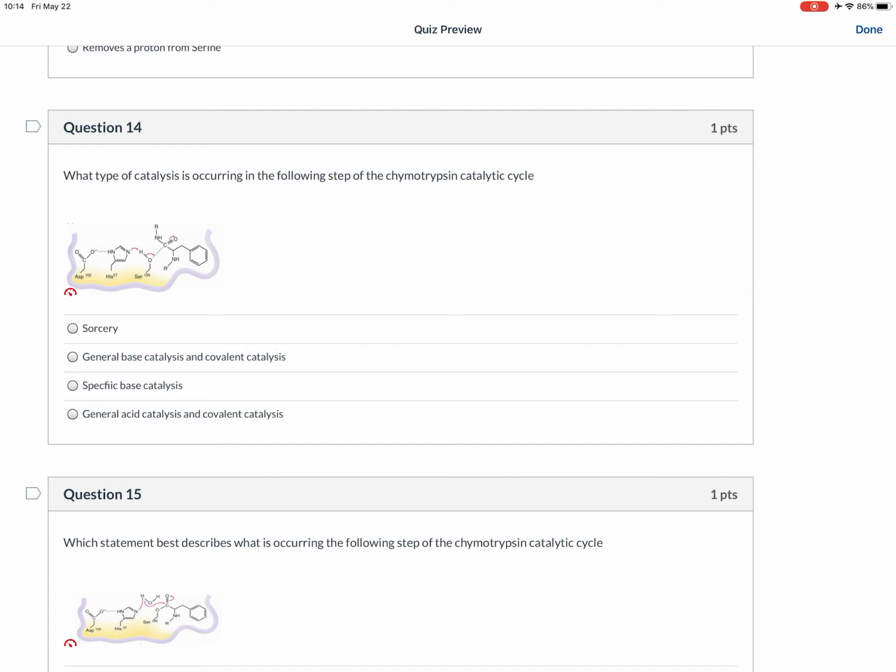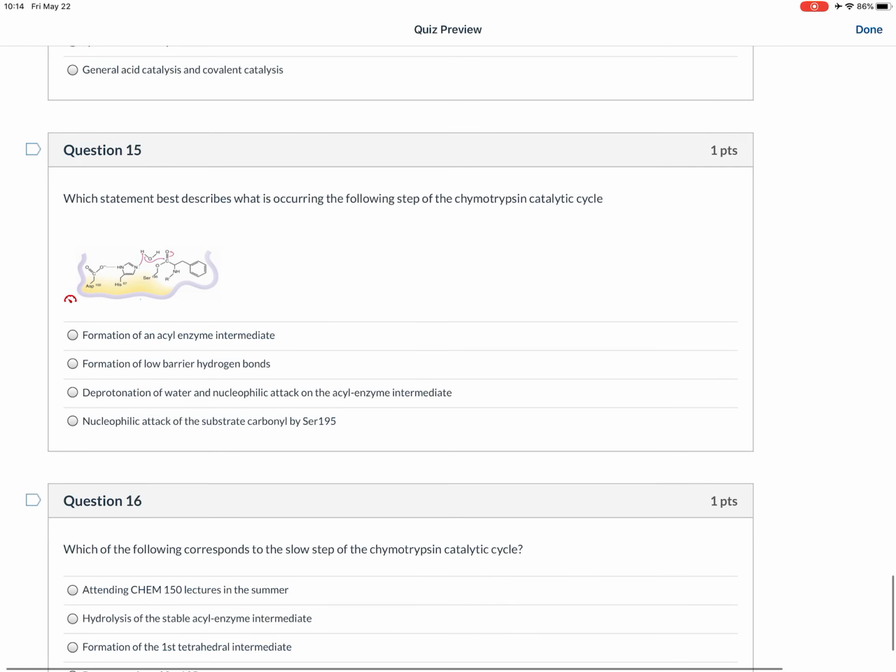General base catalysis. The other thing we see happening is that the serine's oxygen is going to form a bond to carbon of the peptide. That is that covalent catalysis that we talked about already. So the answer is general base and covalent catalysis. Question 15, which statement best describes what is occurring in the following step of the chymotrypsin catalytic cycle? We see here nitrogen pulling a hydrogen off of the water molecule, and the water molecule doing a nucleophilic attack on the carbonyl. So are we forming an acyl enzyme intermediate?